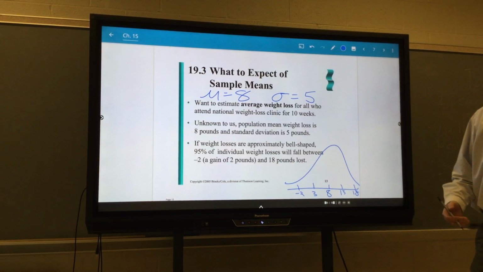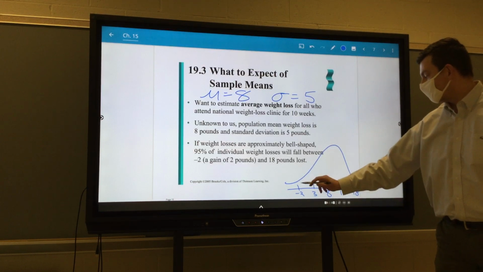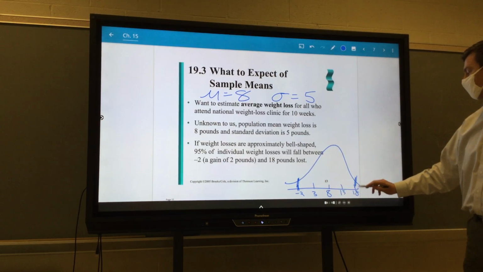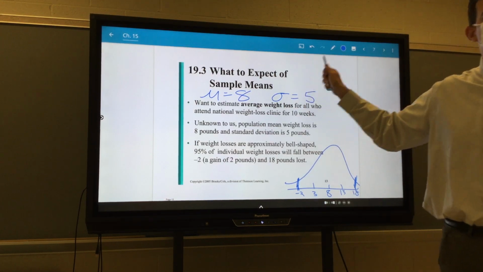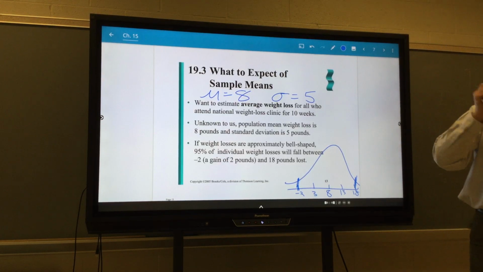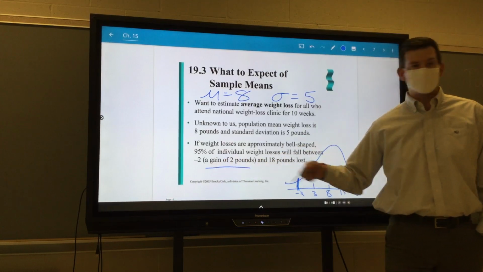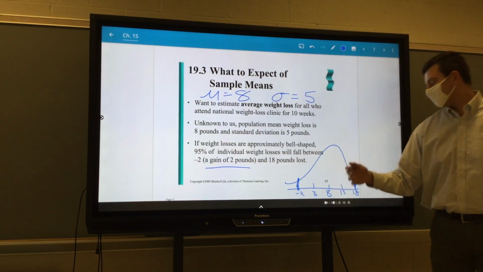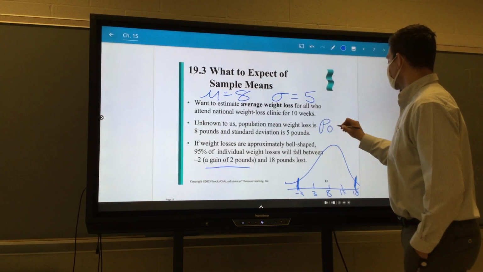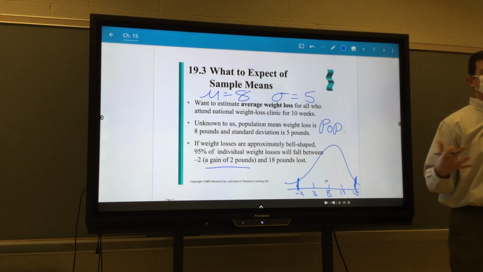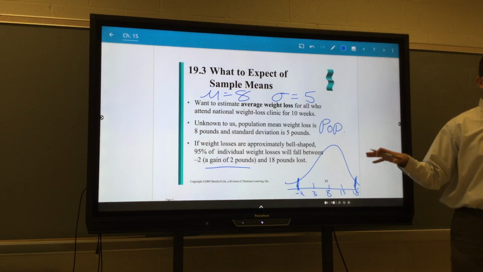Okay? And because this is a normal distribution, we can use our empirical rule. We went 2 standard deviations to the left, 2 to the right. This means that 95% of the participants in this weight loss clinic, we would expect to lose between negative 2 pounds, which is actually a gain of 2 pounds, and 18 pounds. This is how the individual compares to the population. It's a population distribution. This is nothing new. Okay? We did this earlier in the year.